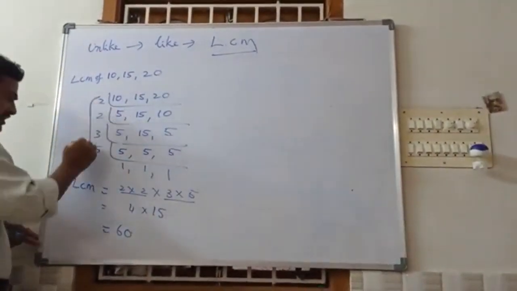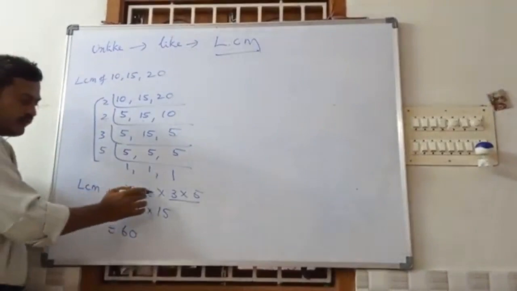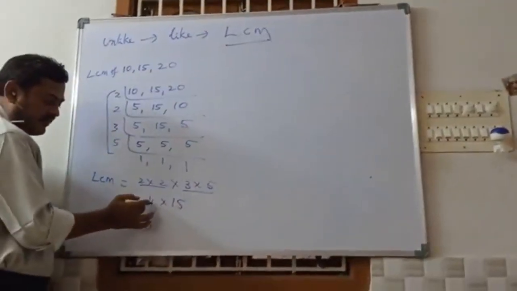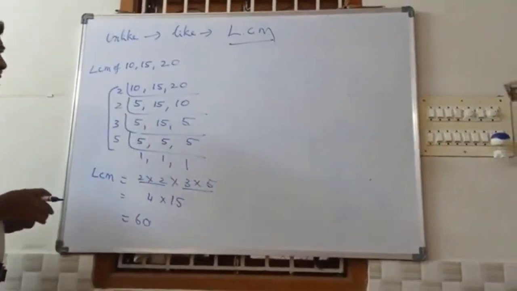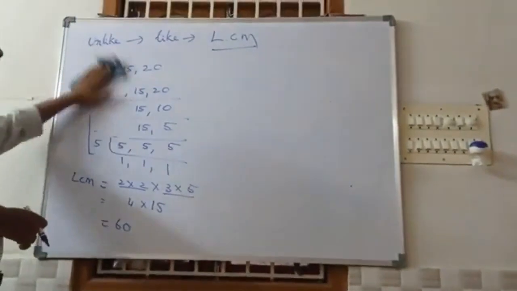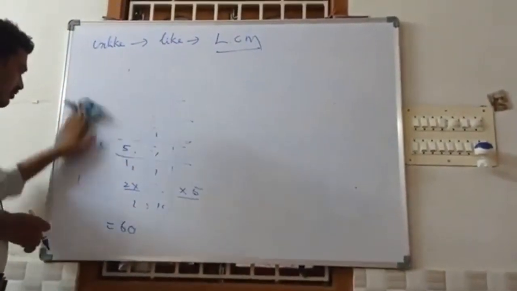Then we want to multiply all the factors. 2 2s are 4, 4 3s... 4 3s are 12, 5 3s are 15, 15 4s are 60. So the LCM of 10, 15, 20 is 60. Okay.